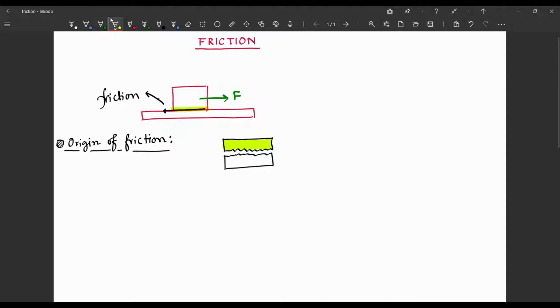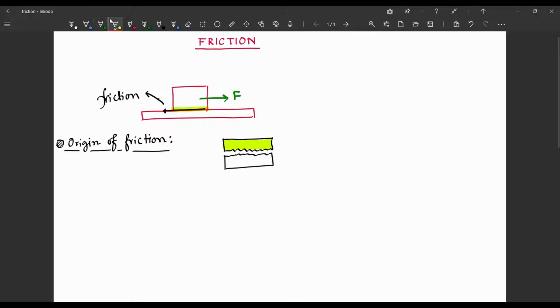What is the origin of friction? If we consider two bodies, wherever one body is placed over another body, the contact surfaces seem smooth. But if we observe by microscope, or take a microscopic view, then all the surfaces are not smooth. They are all rough surfaces. There are some hills and valleys over the surface.